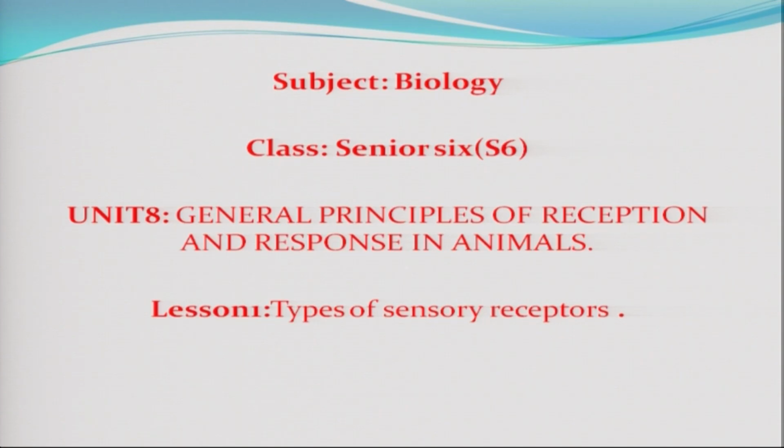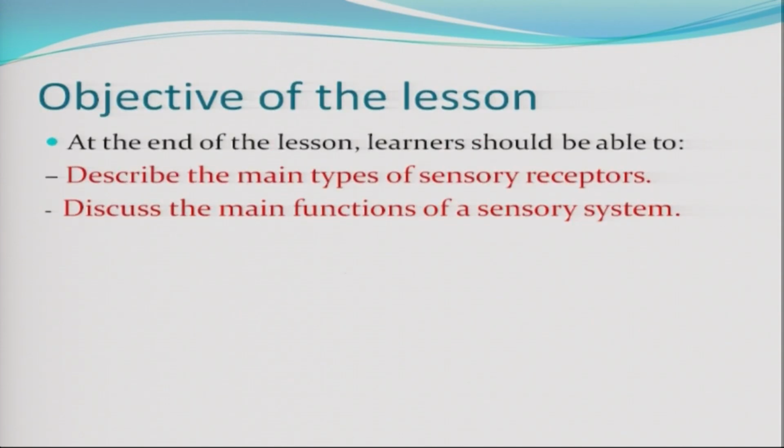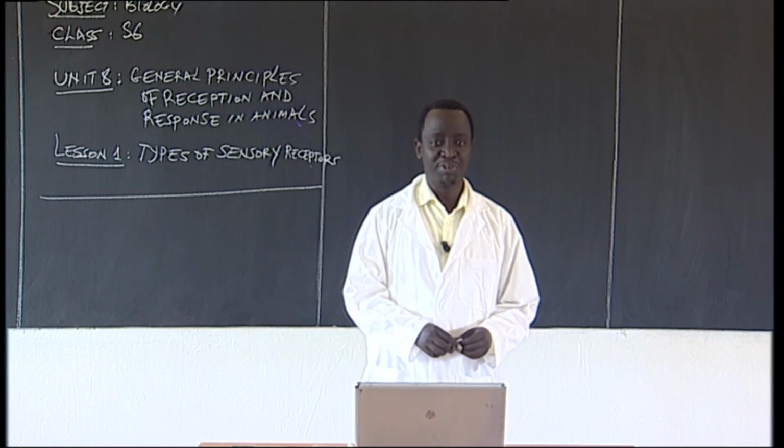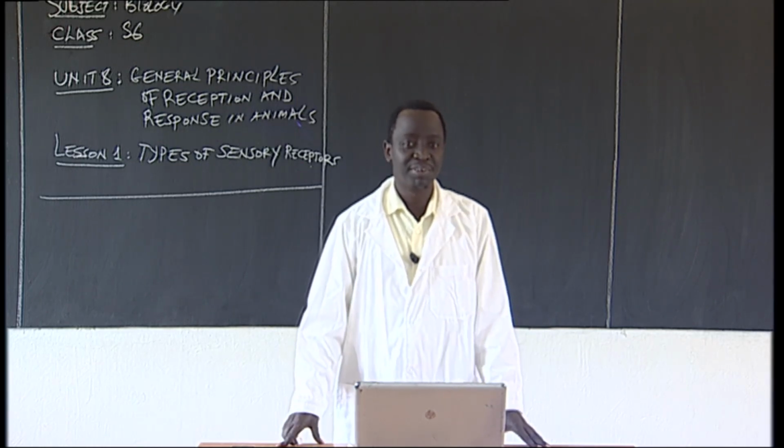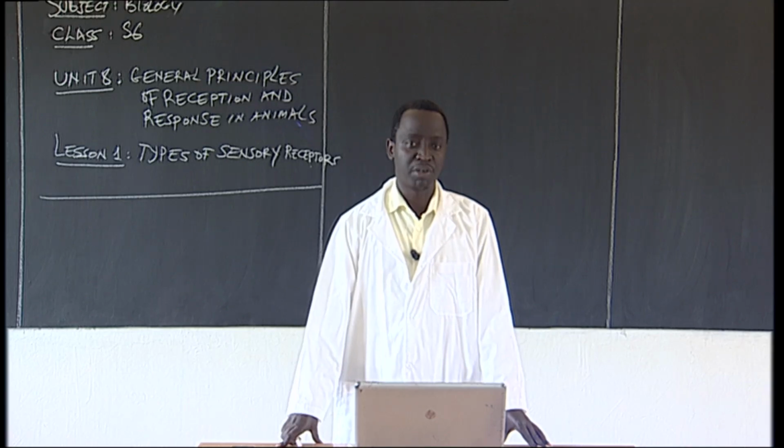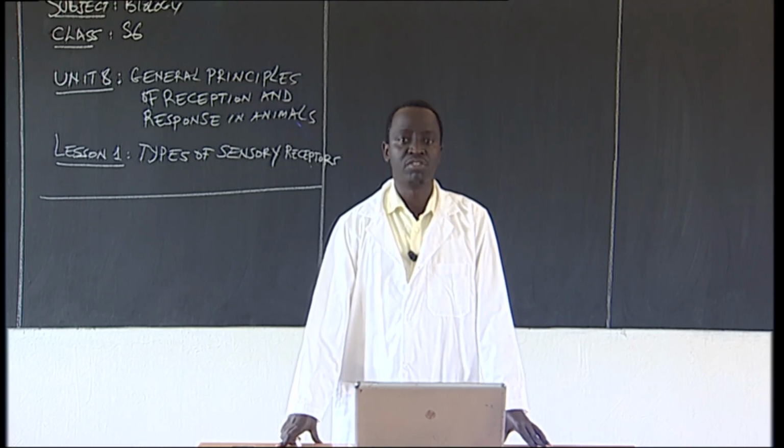What is the objective of our lesson? At the end of this lesson, you should be able to describe the main types of sensory receptors, and also you will be able to discuss the main functions of the sensory system. Be ready. I hope you have your notebook where you can write the explanation of the lesson of today.